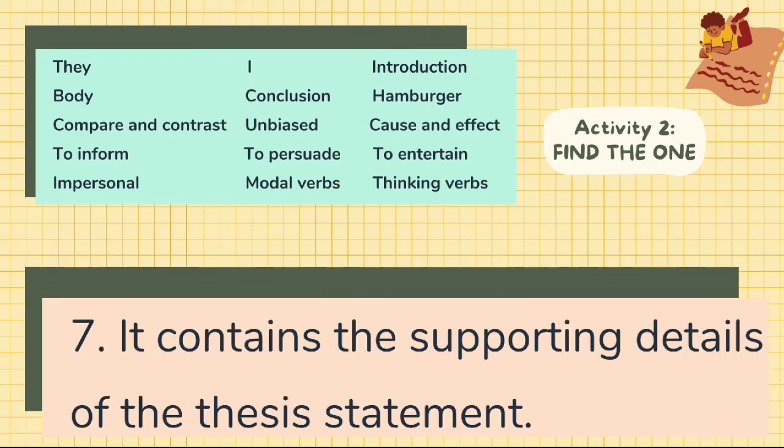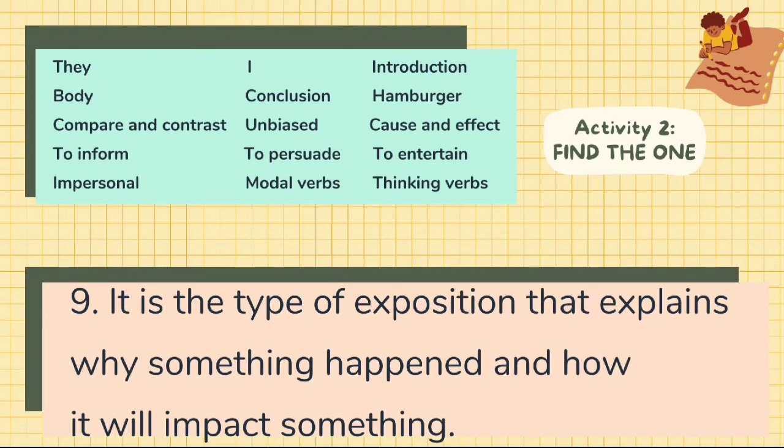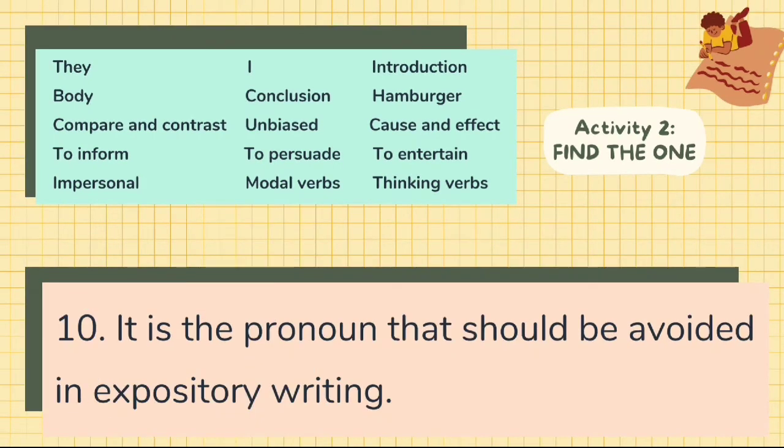7. It contains the supporting details of the thesis statement. 8. It is the type of exposition that compares the similarities and differences between the 2 subjects. Number 9. It is the type of exposition that explains why something happened and how it will impact something. Number 10. It is the pronoun that should be avoided in exposition.